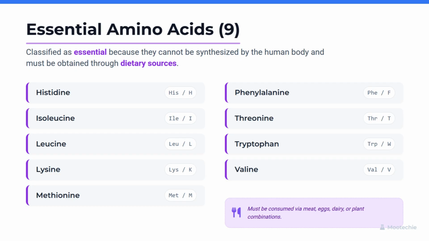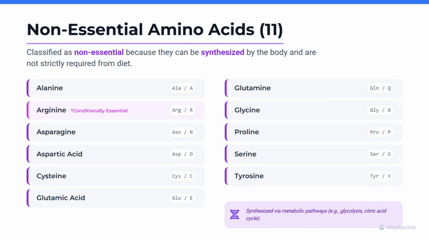Now, what about the ones our body can make? Let's look at non-essential amino acids. There are 11 of these classified as non-essential because they can be synthesized by the body and are not strictly required from the diet. The list includes alanine, ALA or A, and then arginine, which is often conditionally essential, ARG, R, asparagine, ASN or N, aspartic acid, ASP or D, and cysteine, CYS or C. We also have glutamic acid, GLU or E, glutamine, GLN or Q, glycine, GLY or G, proline, PRO or P, serine, SER or S, and tyrosine, TYR or Y.